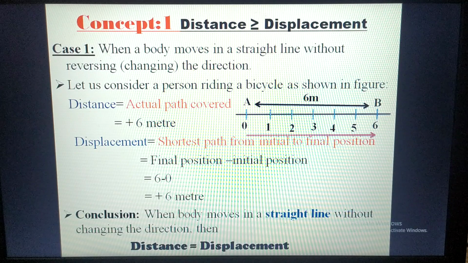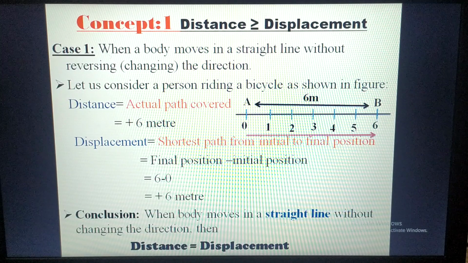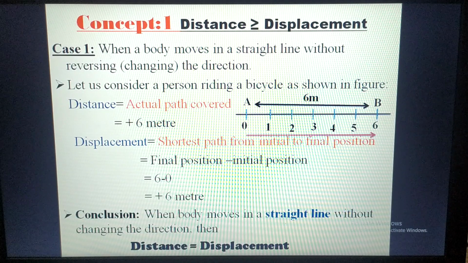Now we have to discuss more about distance and displacement. The very first concept we are talking about is that the distance is always greater than or equal to the displacement. How? We'll understand this with the help of an example. The first case I am taking is a body that moves in a straight line without reversing its direction. It means a body moving in only one direction.